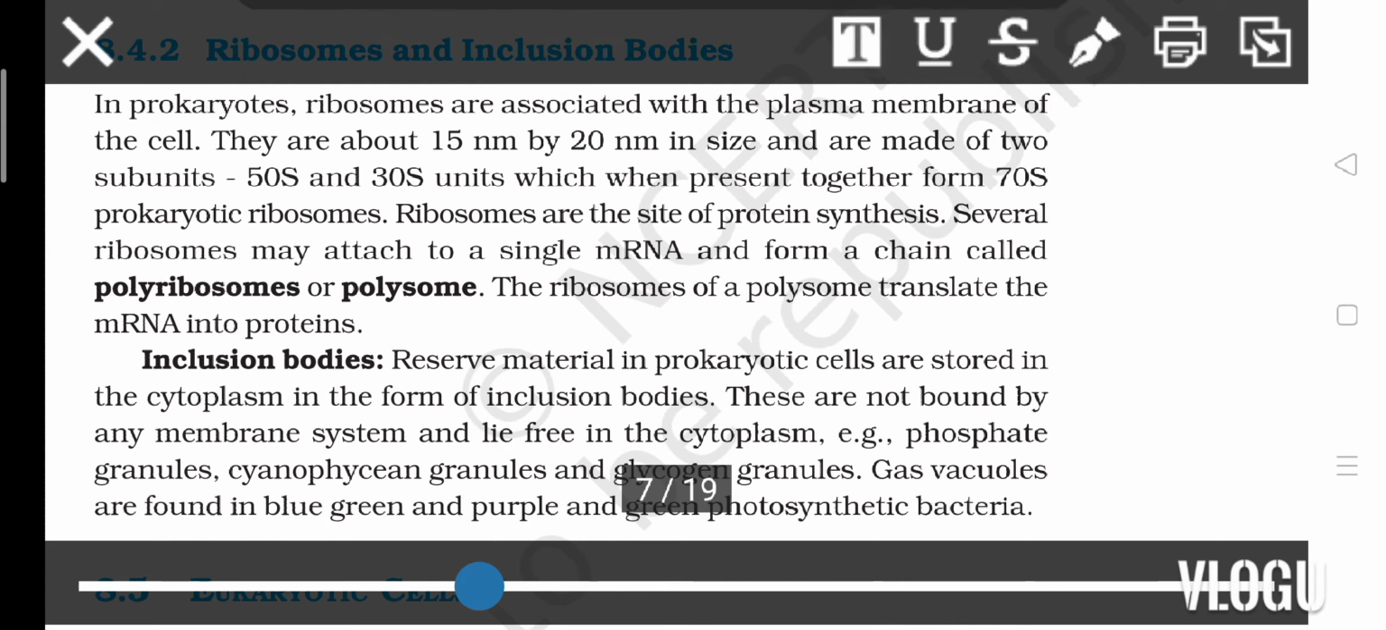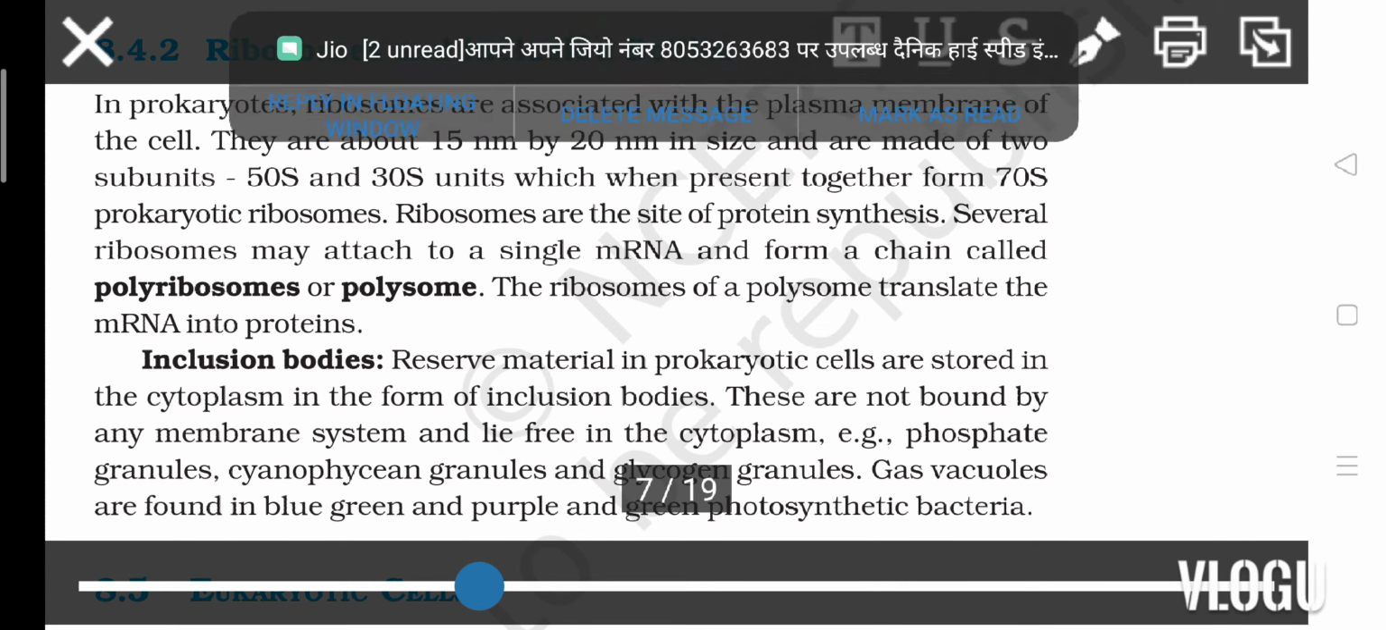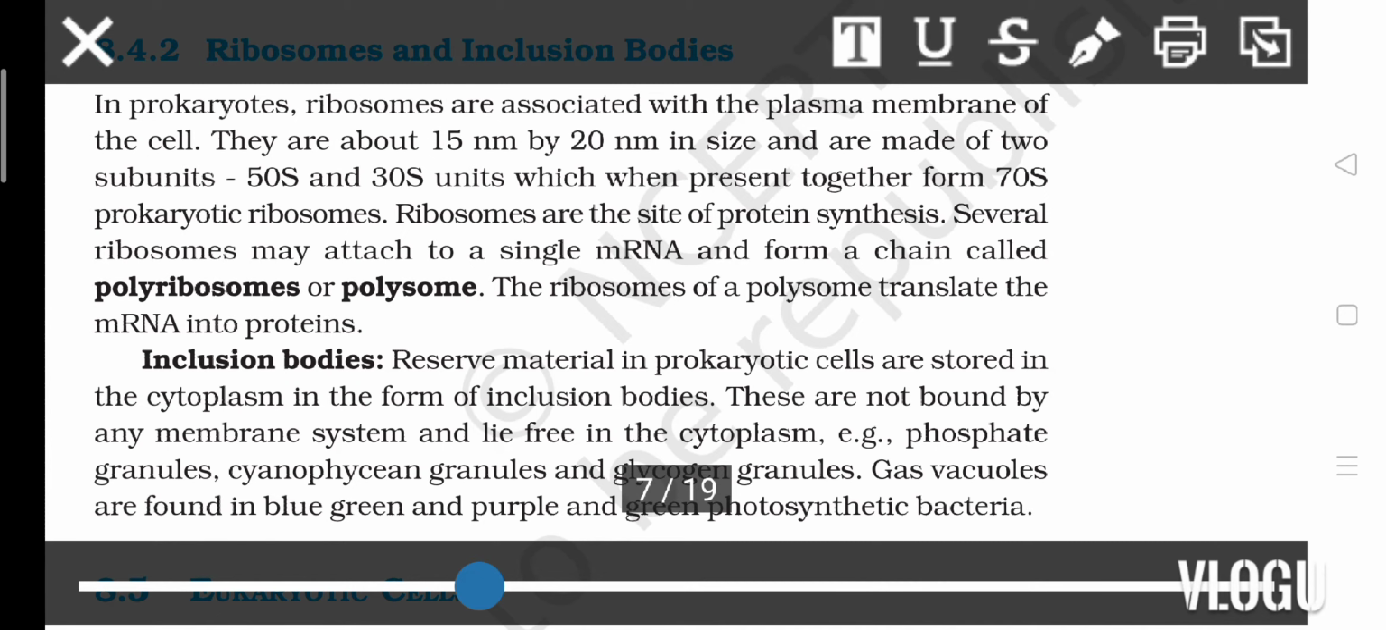So you can say many ribosomes may attach to a single mRNA to form a chain called polyribosomes, or you can say here this is the polysomes. The ribosomes of a polysome translate the mRNA into the protein.